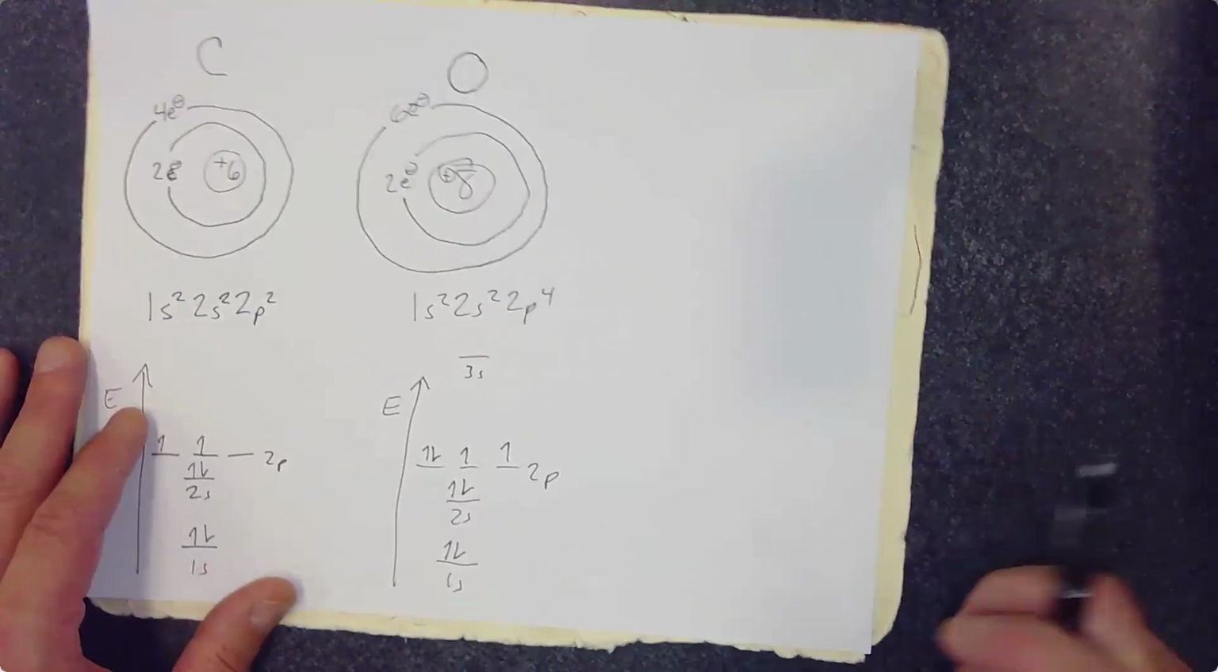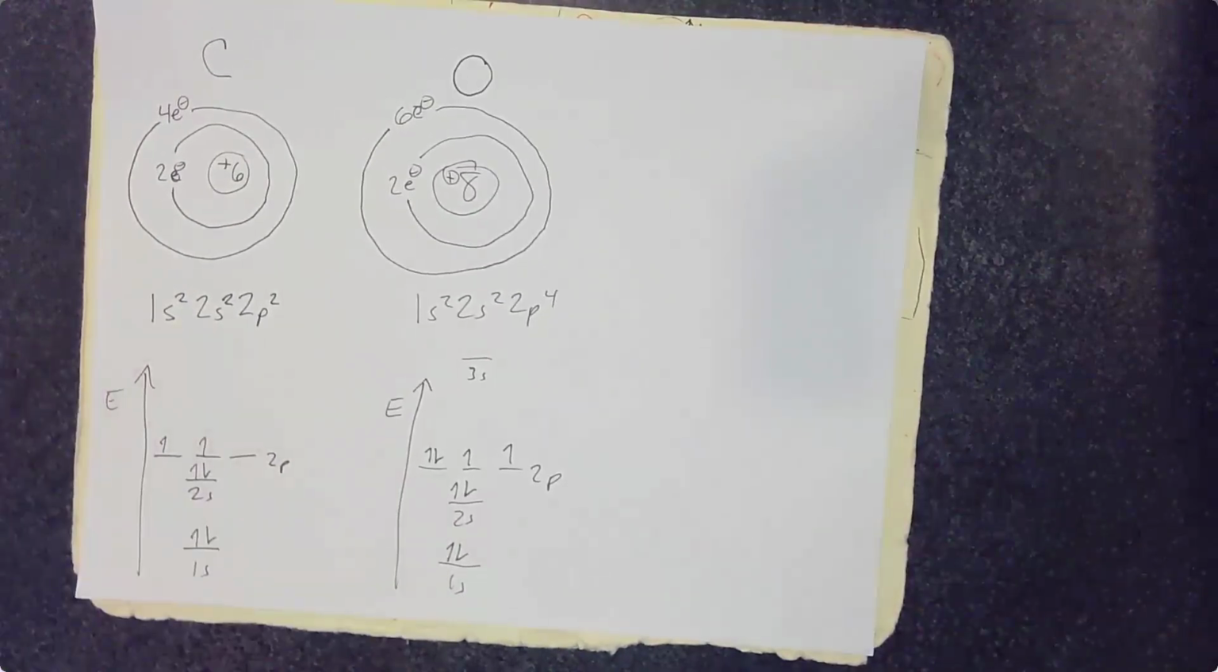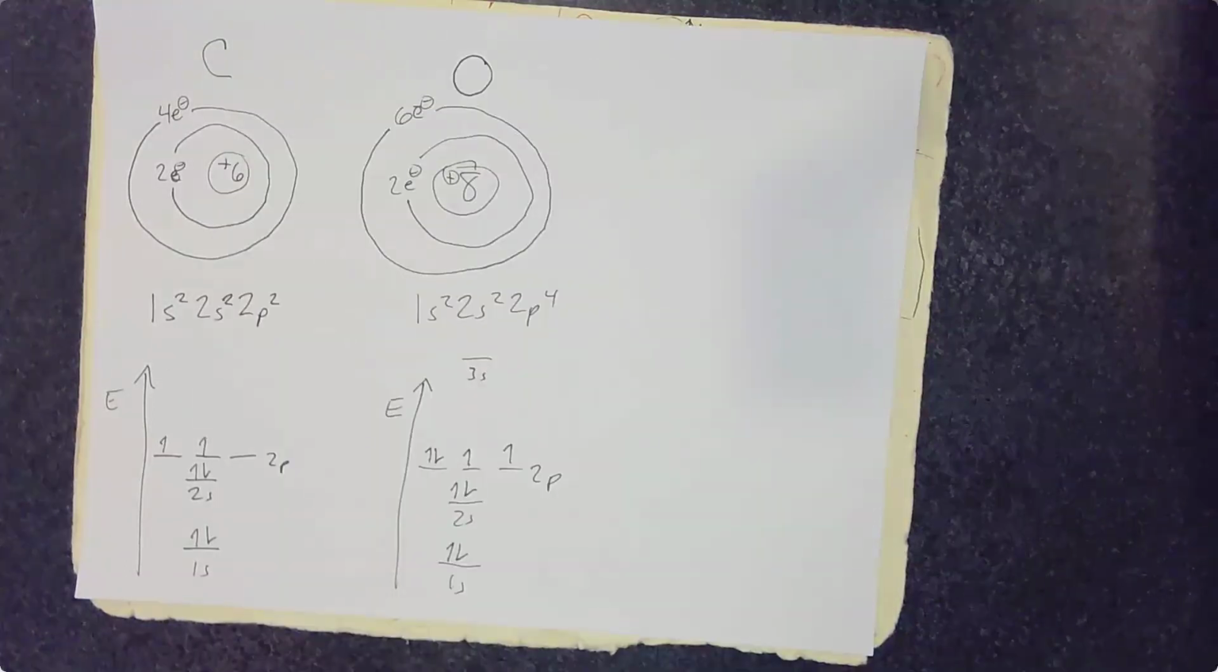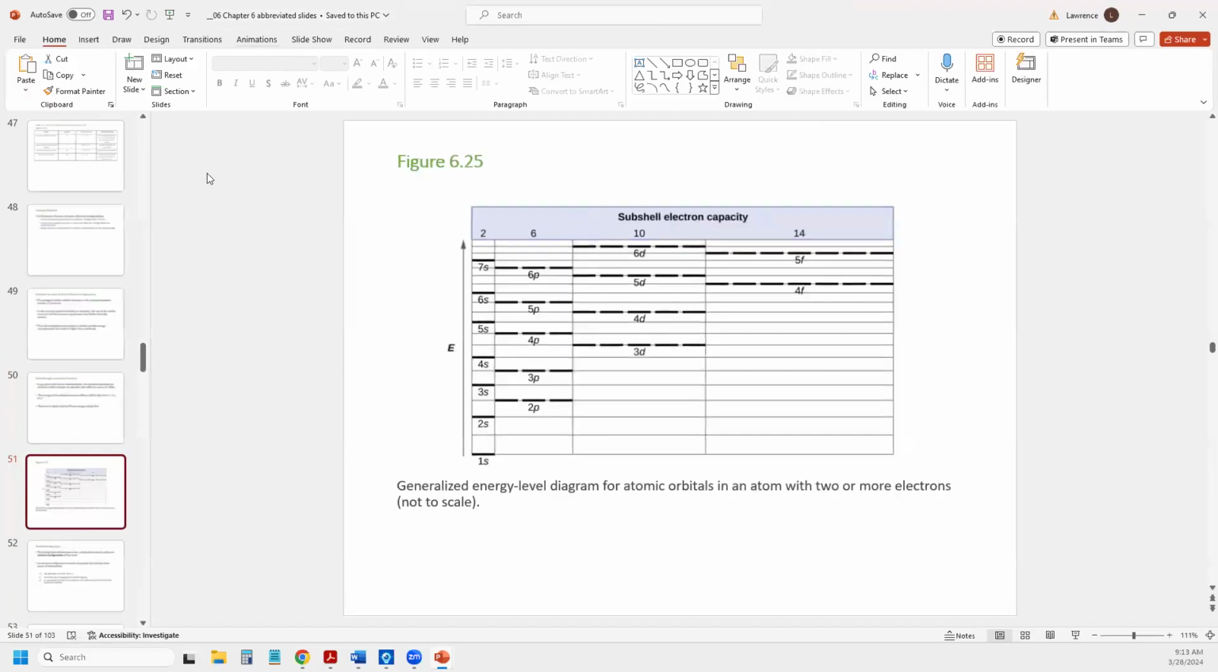Okay. All right. So that is electron configuration. That is the Aufbau principle. That is Hund's rule. So we've done 6.4 pretty thoroughly. This first bit, configurations, we've actually got through that. There we go. Atomic size, ionization energy, and electron affinity. We're going to give this a very fast treatment.